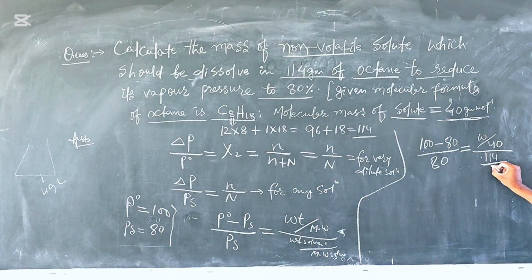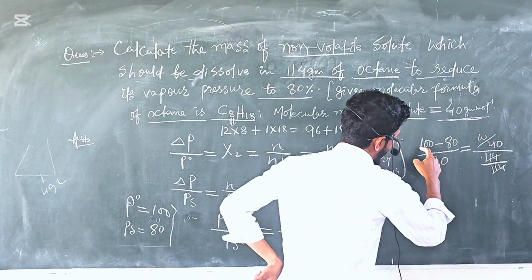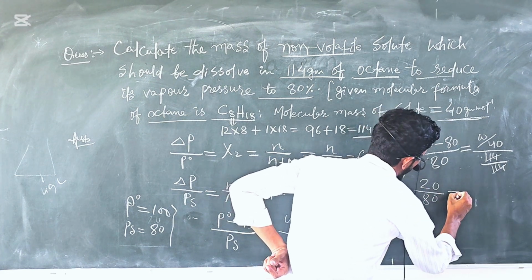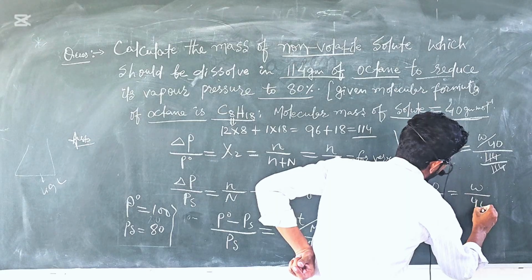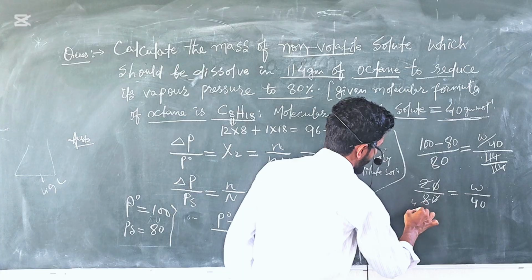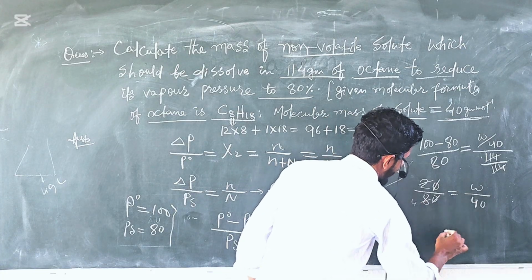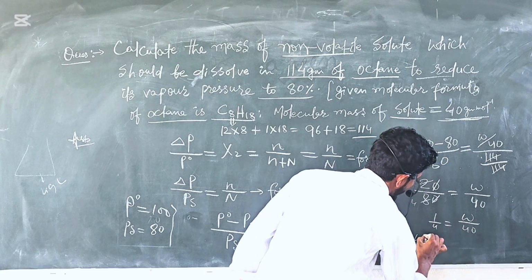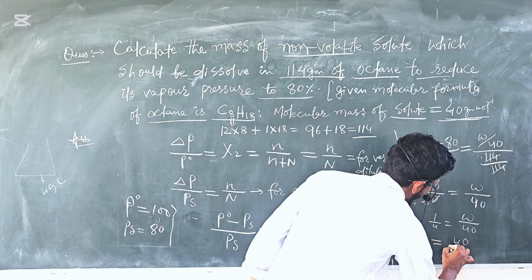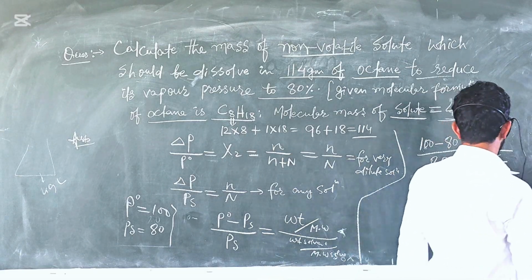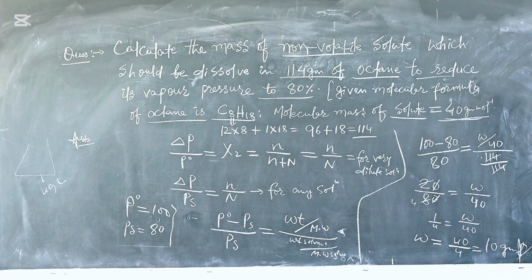So the weight of solvent upon molecular weight of solvent will cancel out. Now the answer will be 100 minus 80, 20 upon 80 is equal to W upon 40. Now after cancelling the 0, this 2, this 4, the answer will be 1 by 4 is equal to W upon 40. Now W is equal to 40 upon 4, that is 10 gram. Okay, the answer will be 10 gram.